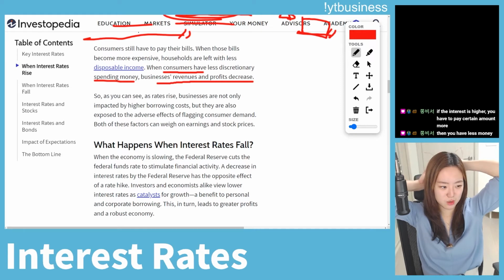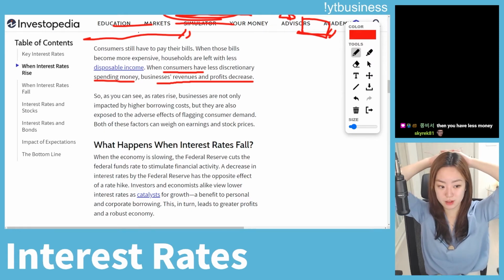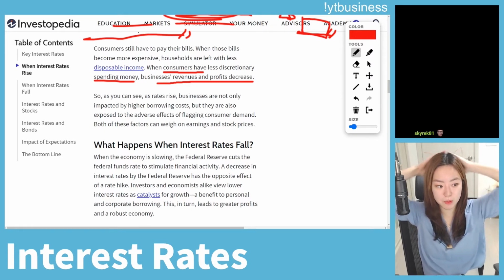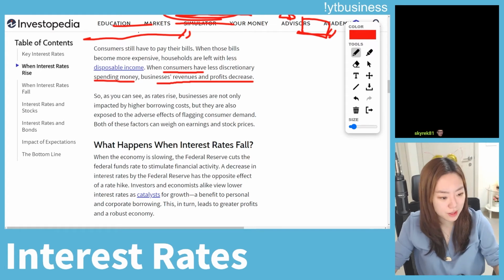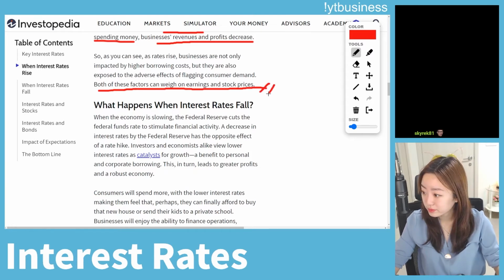Okay. So as you can see, as rates rise, businesses are not only impacted by higher borrowing costs, but they are also exposed to the adverse effect of flagging consumer demand. Both of these factors can weigh on earnings and stock prices.